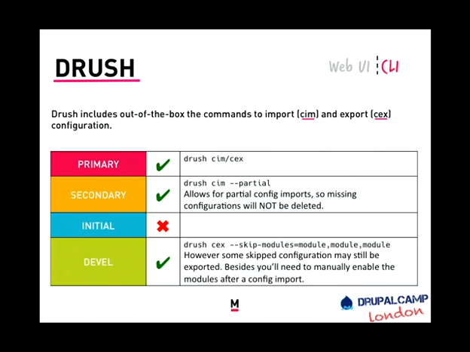The secondary configuration, which is the configuration that the client can change, can create, so it's new instances. It's the configuration that we don't have to delete while we import. And it does it kind of out of the box with a partial switch. The way it works is, if you use Drush from the command line, it first pulls the configuration from production, and then it puts your configuration on top.